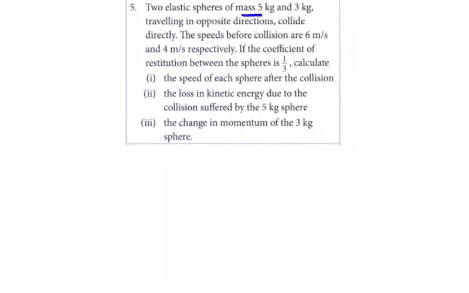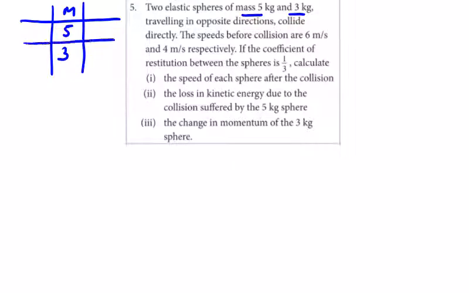Question 5, we have masses of 5 and 3. What have we got going on before and after? We have opposite directions, so we're going to have a plus and a minus here for our speeds. Before there's 6 and 4, so we're going to have 6i and minus 4i. And the coefficient of restitution, we're told, is a third.